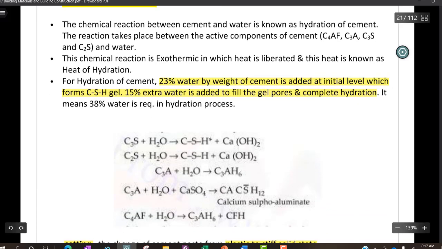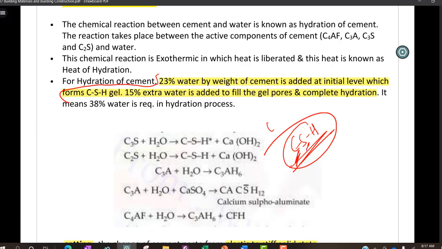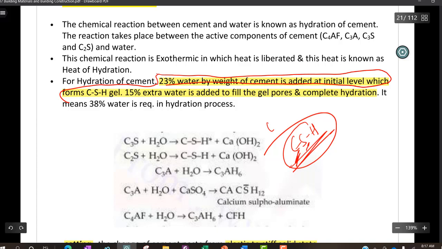Now comes the very important bit, how much water you should add for this hydration. See, to form the CSH gel, okay, to react your cement with water and to form this CSH gel, your calcium and this silica का whatever with water का bond जो form हो रहा है, CSH gel form हो रहा है, for that 23% by weight of cement is added. कितना ऐड करना है? 23% by weight of cement. 23% by weight of cement you should add.